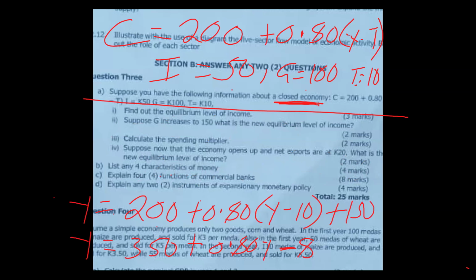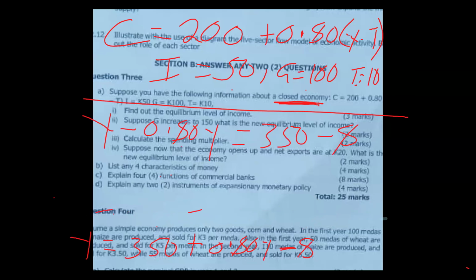What do we have next? We're going to say y is equal to, make the subject of the formula all the like terms. Everything that has y will cross the equal sign to the other side where there is y. So we'll cross this to the other side. Then we'll have 350 minus 8. And when we solve, we get y minus 0.8y. What do we get? y minus 0.8y.